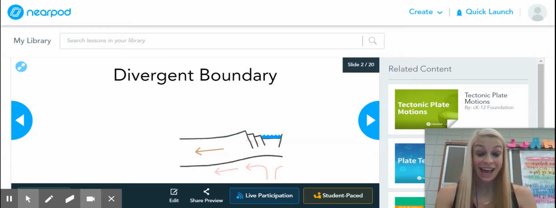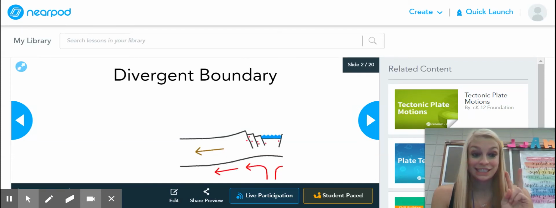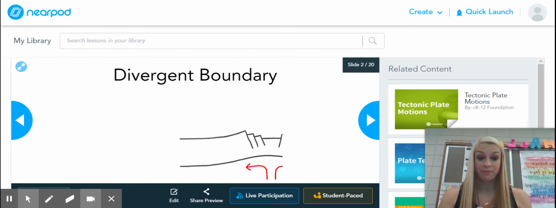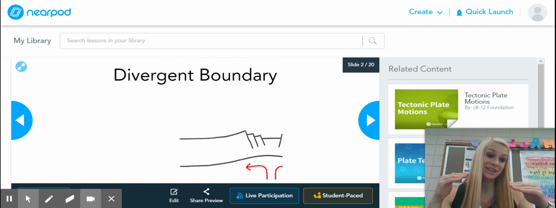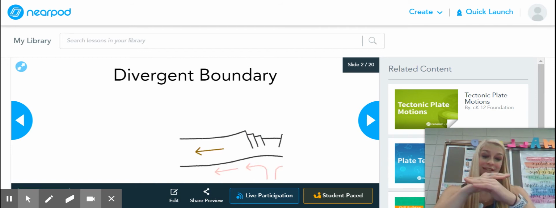All right, today we are talking about our second two boundaries, which are divergent and transform. So let's review our hand signs from yesterday. Yesterday we learned convergent collide, divergent divide, transform slip and slide, transform slip and slide.